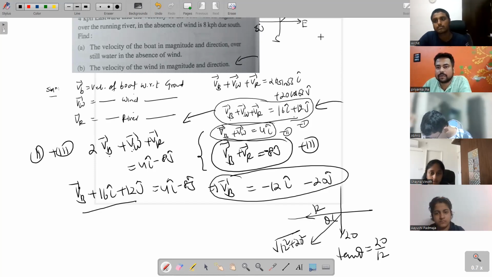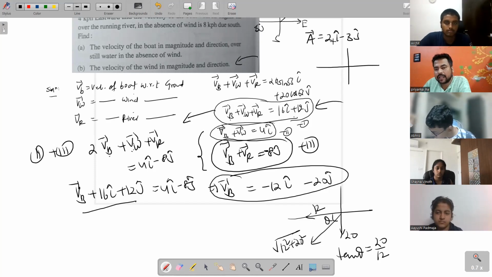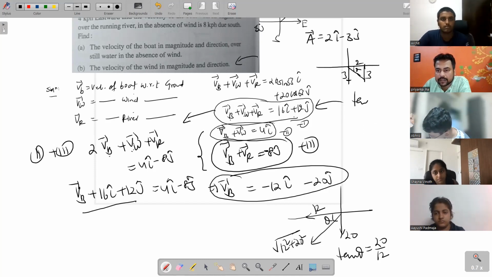See, suppose you have a vector A, 2i minus 3j. Just draw the axis. I is along the positive x-axis. So 2 units along the positive x-axis and 3 units along the negative y-axis. So this is suppose the resultant vector. Just complete the triangle. So this is 2 and this is 3. So this angle is theta. So tan theta is perpendicular upon base. That is how we find the angle. Okay, sir.